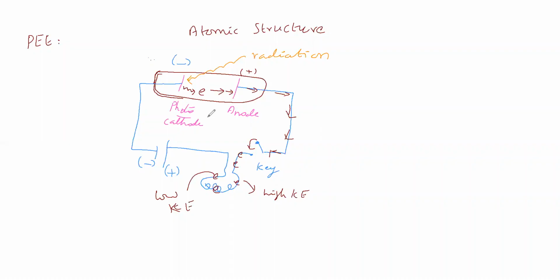Photoelectric effect means what? This radiation should be converted into light energy. That means electrical energy. This radiation should be converted into electrical energy. That is called photoelectric effect, isn't it? If radiation is not converting into electrical energy, then will you call this a photoelectric effect? No. So photoelectric effect means what? This radiation should be converted into electrical energy.